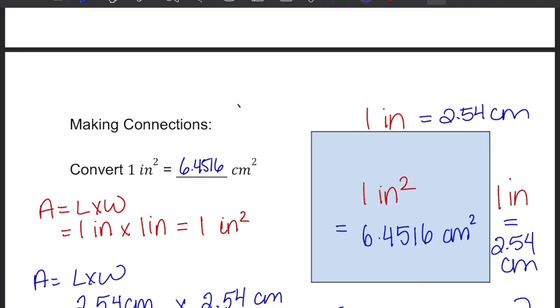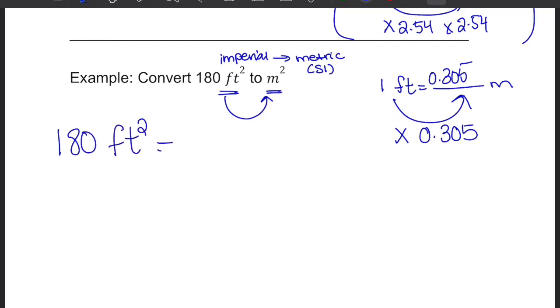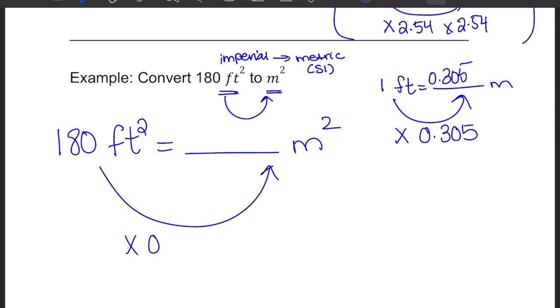Okay, so let's go down to our question. 0.305. So I will multiply again by 0.305. So now let me write my question. I have 180 square feet. How many meters squared is that? Well, to go from feet to meters, I multiplied by this number. To go from feet squared to meters squared, I will multiply by that number twice, because we're dealing with a two-dimensional shape. So I have to multiply twice.